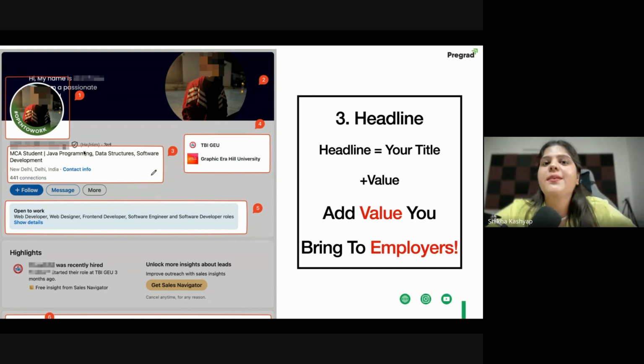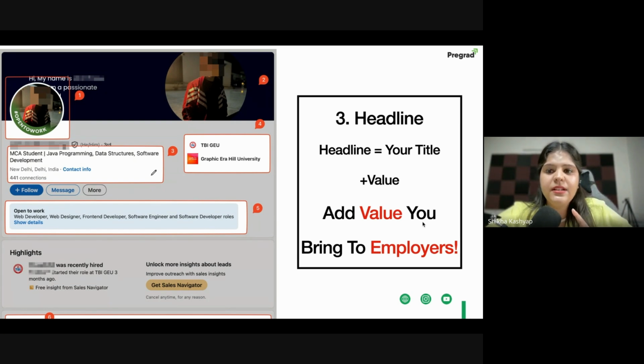You will add one thing more. I have written on the screen, add value. So you need to add a short phrase, a short line that shows that you are different. But how can we do it? The question is, okay, ma'am, you told me this is what I have to do. How can I do it? So, one example can be that, okay, MCA student, Java programming, data structure, software development.